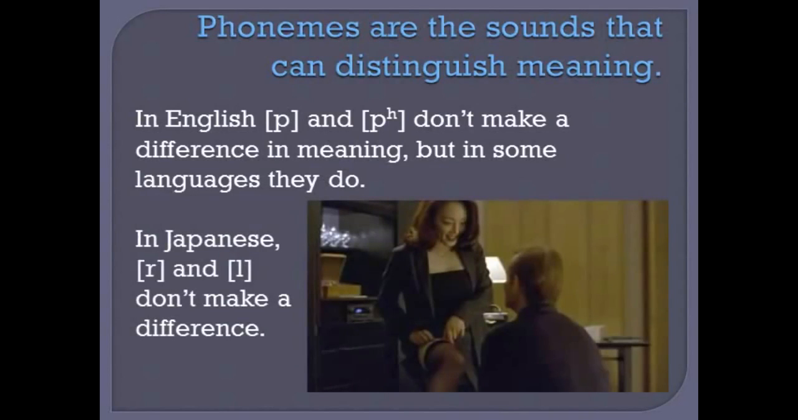Another example of different sounds that may or may not make a phonemic difference is from the movie Lost in Translation, if you've seen that, and if you haven't, you should. It's pretty funny. There's a scene in which a woman is asking Bill Murray to lip her stockings, and he's confused, having no idea what she's talking about. The confusion arises because in Japanese, the L and the R sounds don't make a difference in meaning, and so a word might be pronounced with an L or an R and that won't change the meaning of the word, whereas of course in English it does.